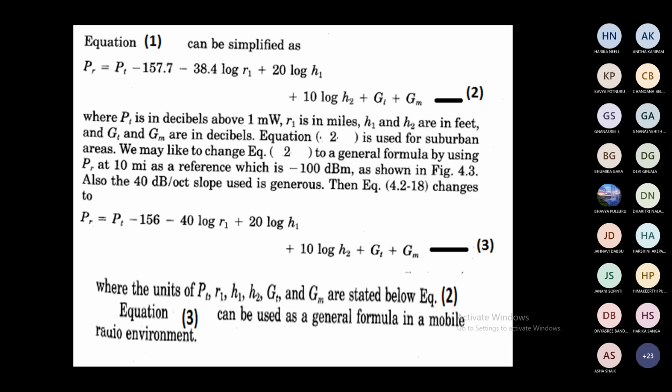The standard equation is finally PR equal to PT minus 156 minus 40 log R1 plus 20 log H1 plus 10 log H2 plus GT plus GM. This is the general formula of received power.